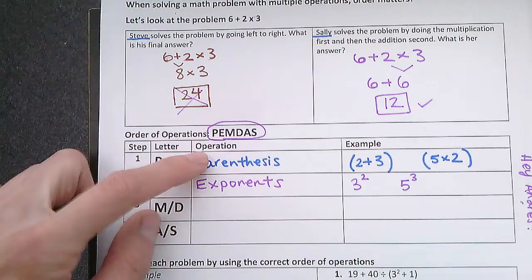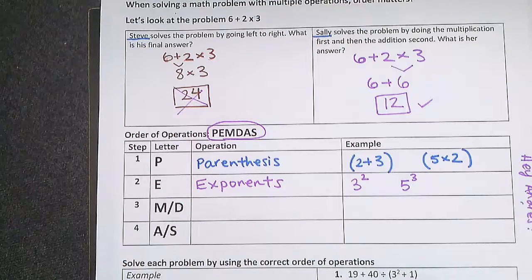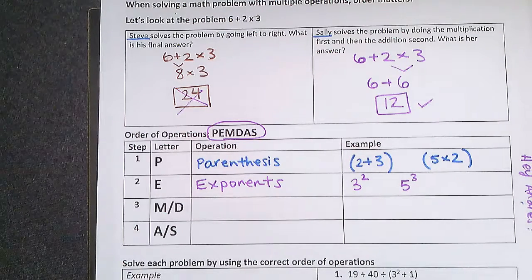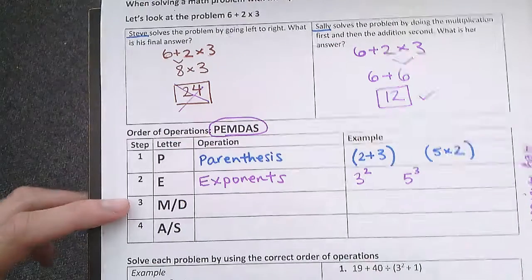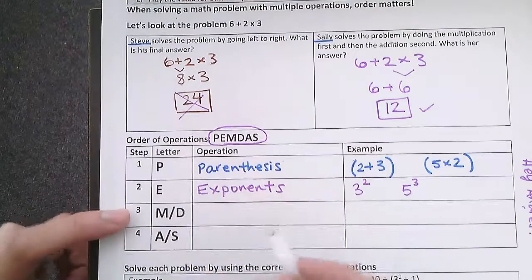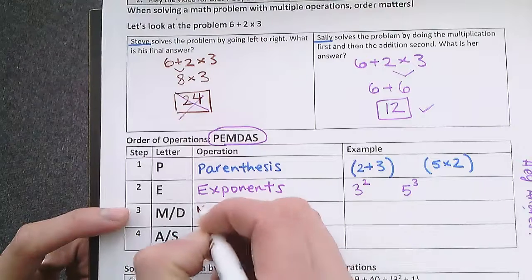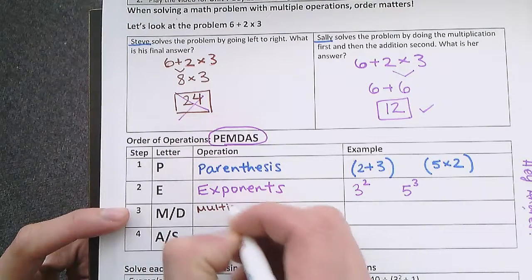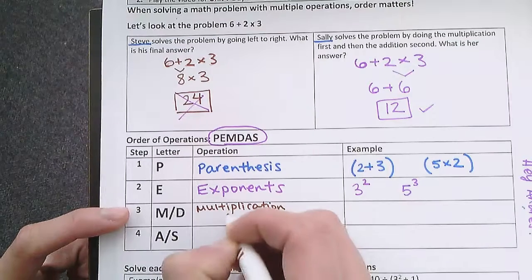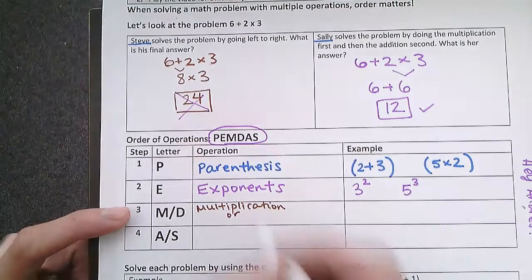So we do parentheses first, and then we do exponents. And then, after the exponents, the third step, which is the M or the D in PEMDAS, is to do multiplication or division.